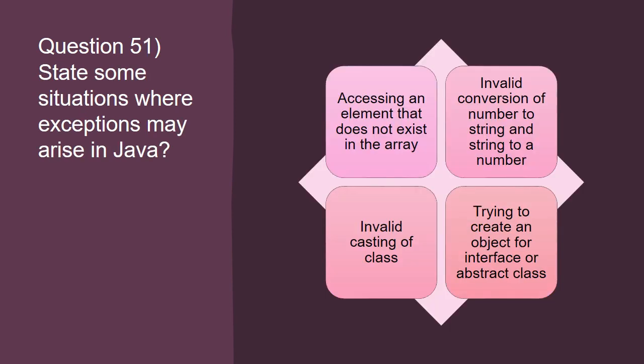Question 51. State some situations where exceptions may arise in Java. 1. Accessing an element that does not exist in the array. 2. Invalid conversion of number to string and string to a number, number format exception. 3. Invalid casting, class cast exception. 4. Trying to create an object for an interface or abstract class, instantiation exception.